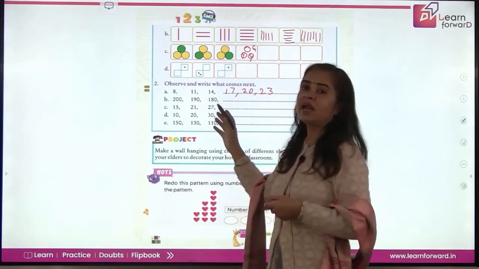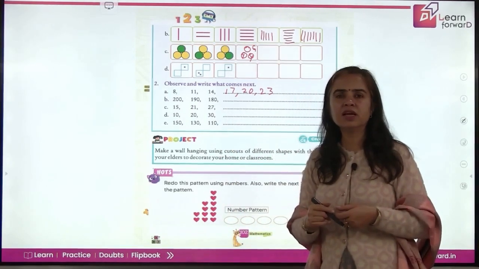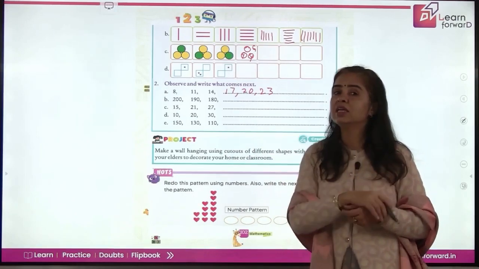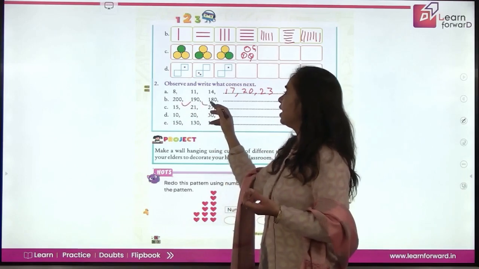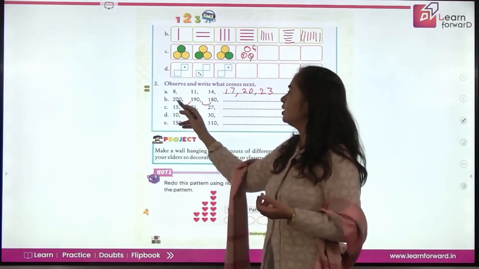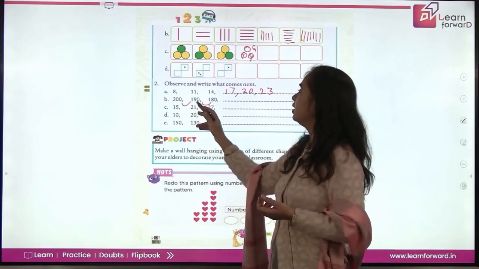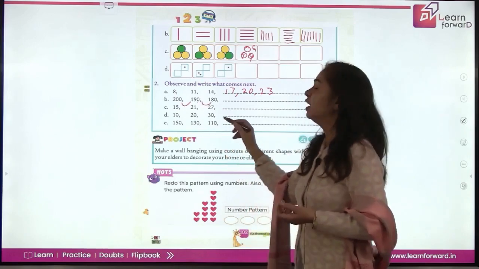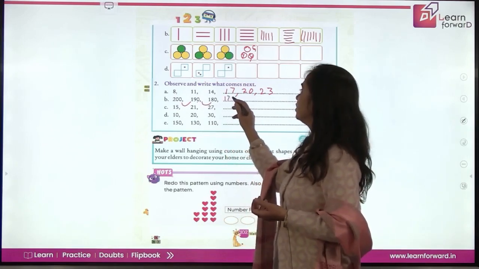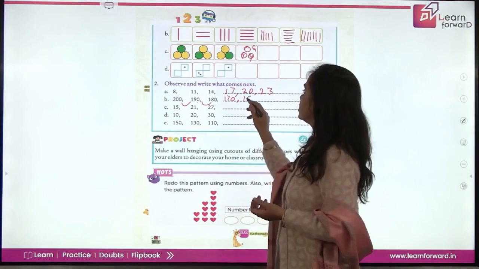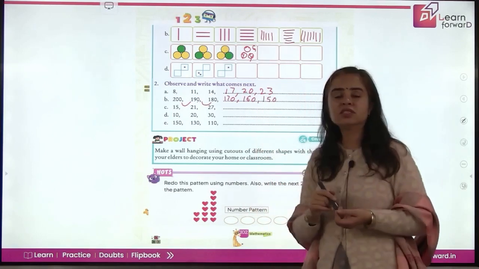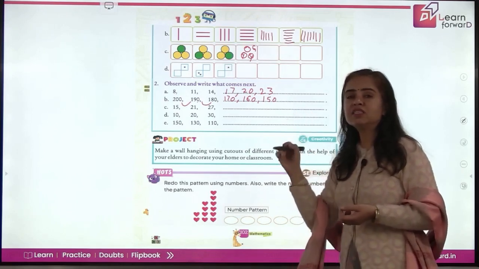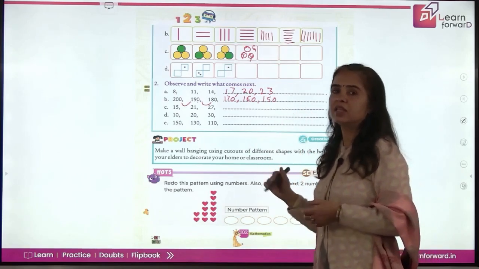200, 190, 180. So what do you see here? The numbers are decreasing. How much? They are decreasing by 10. So this was 20 and 0 after it, 19 and 0 after it, 18 and 0 after it. Next will be 17 and 0 after it, 16 and 0 after it, 15 and 0 after it. So it's simple like that also. Otherwise, every time you can minus 10 and get the new number.